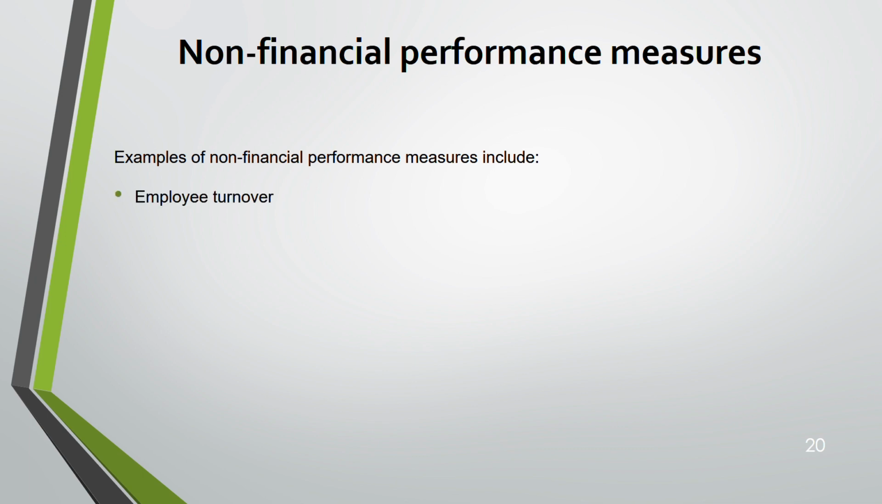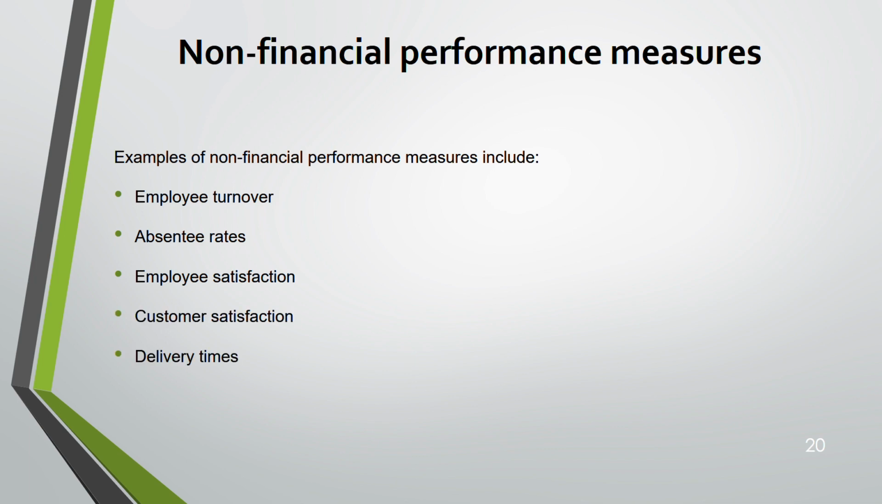Number one, employee turnover. The higher the employee turnover, the worse it is for you. That means more of the employees are leaving your company. You have to retain them, especially the skilled labor. Next, absentee rates. If this goes up, it's not good. That means your employees are not satisfied. You have to keep them satisfied or motivate them. Employee satisfaction, yes. Customer satisfaction. Delivery times. Are you being late? Are you delivering on time? Then brand awareness and brand loyalty. All these are non-financial performance measures.